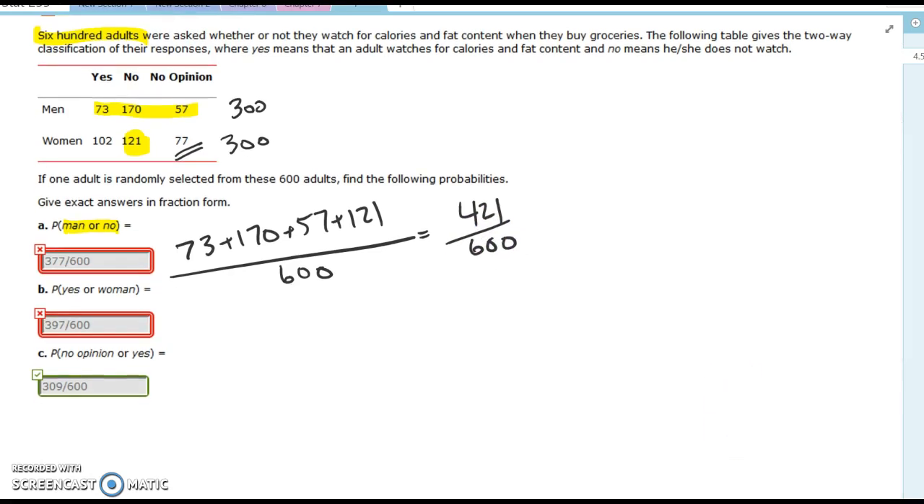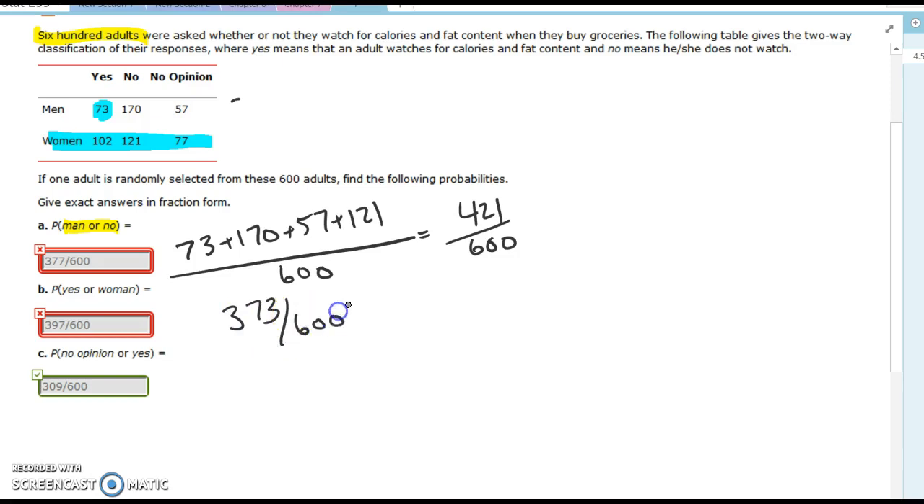Very similar to part B, we want to know how many people voted yes or they were a woman. So total number of women plus the number of men that voted yes. And here we would have the 300 plus 73. So this would be 373 over 600.